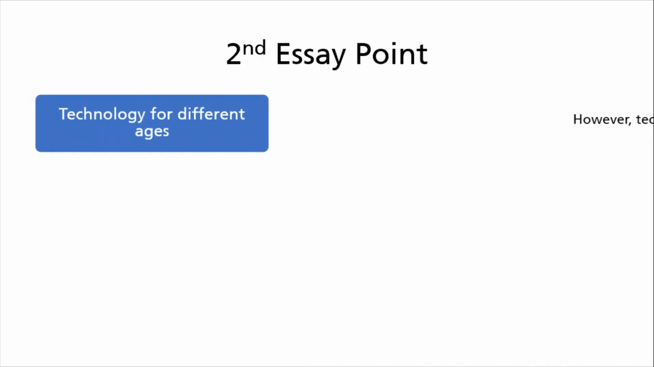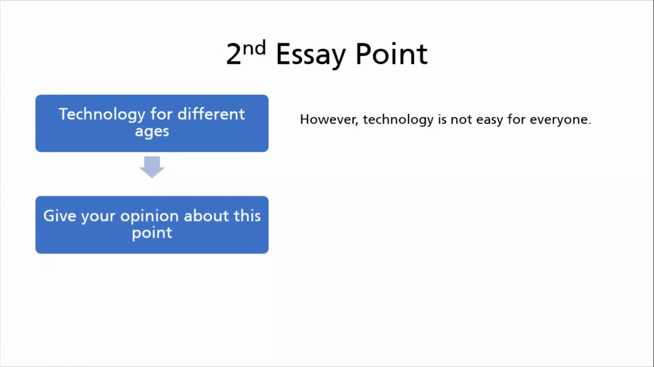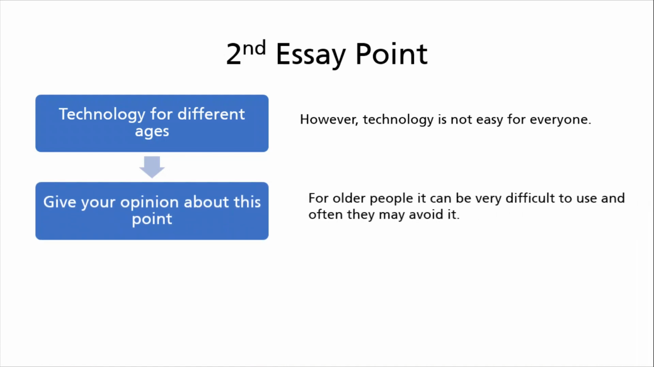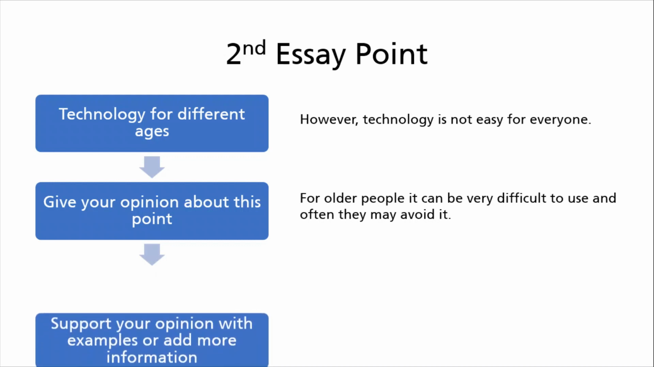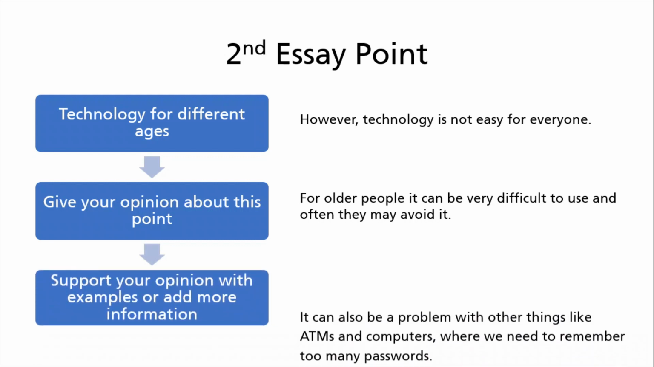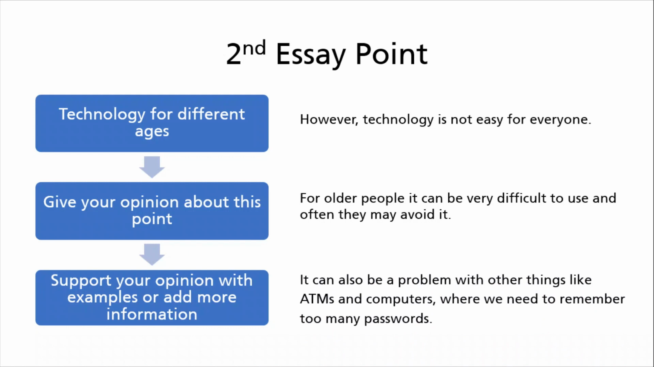The second essay point is about technology for different ages. Once again, we have a start sentence. The writer gives an opinion about this point. And then finally, they support their opinion with some extra information and examples. So this is now our second essay point and our third paragraph.